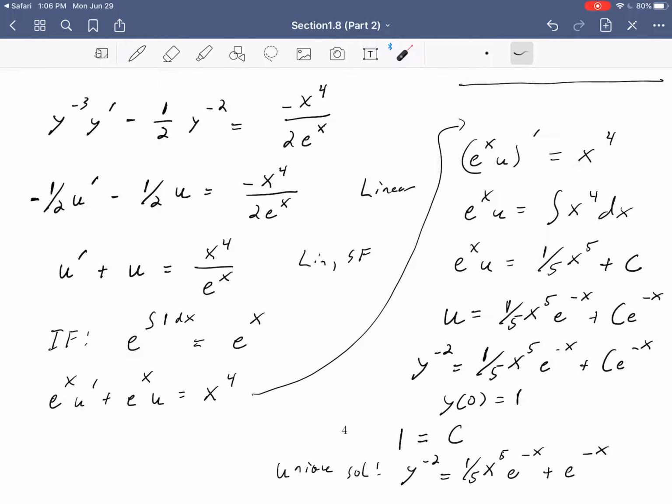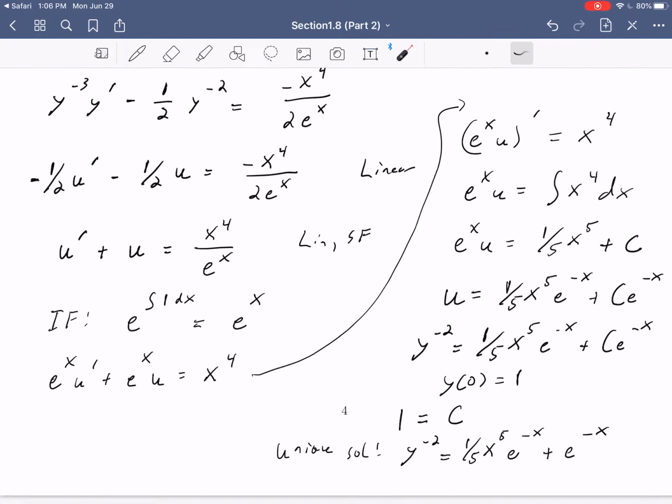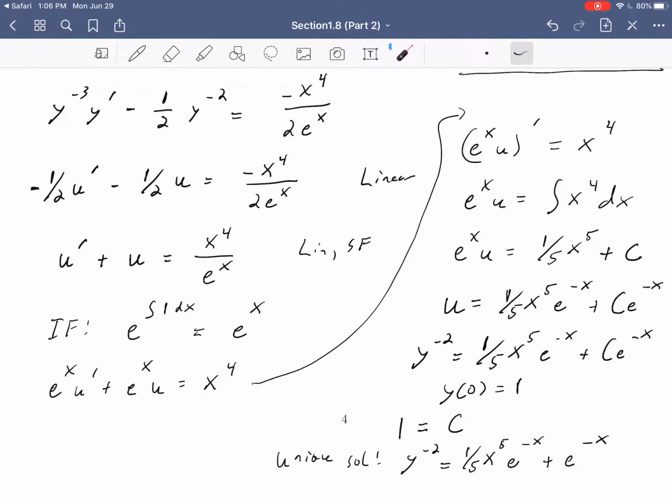Now, if we think about it, we had one more part that we wanted to do. We want to try to find the unique solution for the IVP with y of 0 equals 0. So we might say, well, this should be pretty easy. We could just go back to right here and try y of 0 equals 0. If you think about that, though, if you try to do y of 0 equals 0, you plug in 0 on this side. That's easy. It'll get c. But if you try to plug it in on the left-hand side, you get 0 to the minus 2, which is undefined. So this somehow doesn't work for our other IVP.